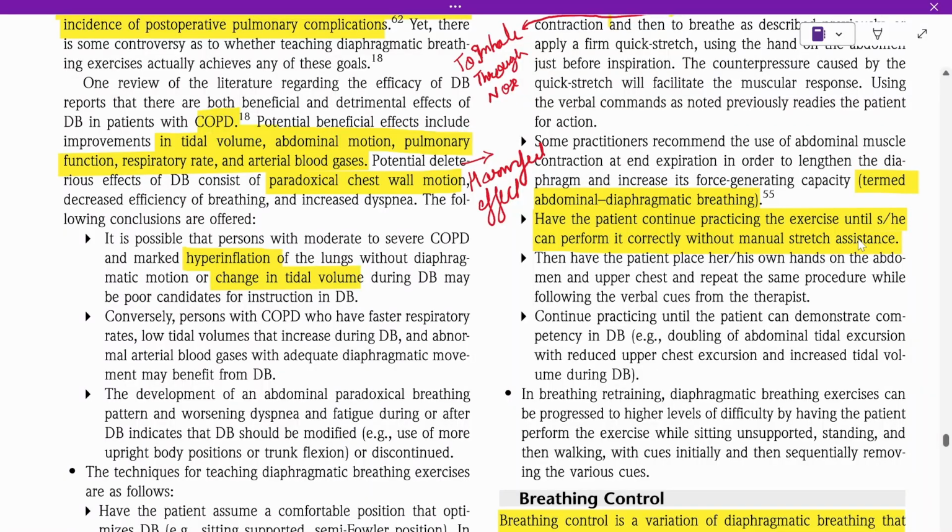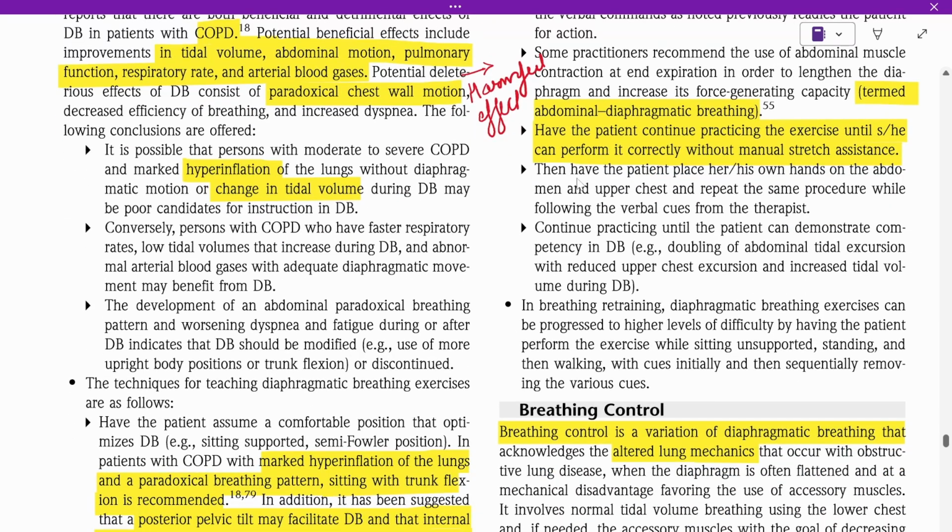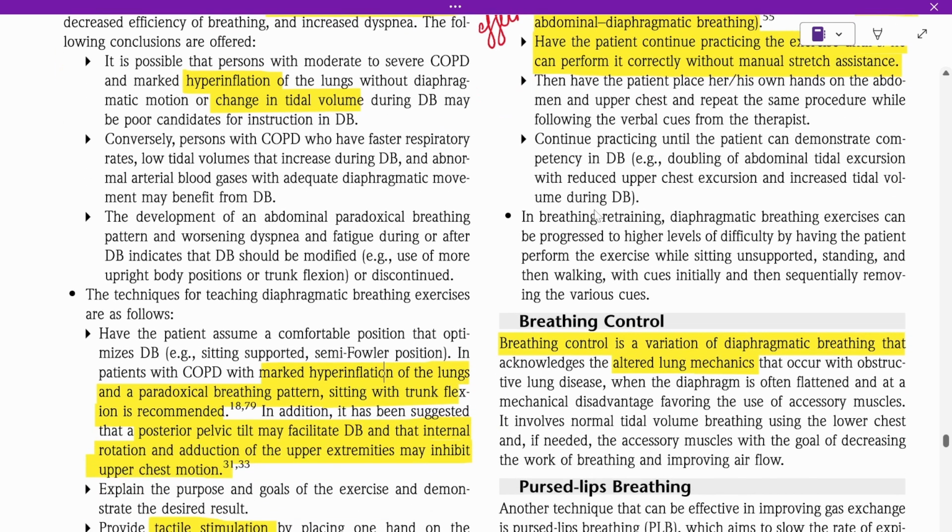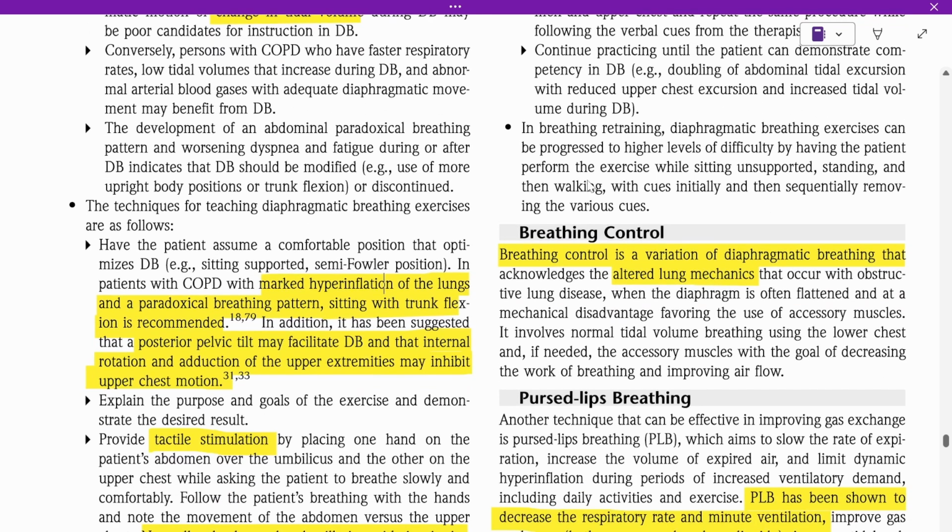Manual stretching exercise. Then have the patient place his or her own hands on the abdomen and upper chest and repeat the same procedure while following the verbal cues from the therapist. Continue practicing until the patient can demonstrate competency in diaphragmatic breathing. For example, doubling of abdominal tidal excursion with reduced upper chest excursion and increased tidal volume during diaphragmatic breathing.